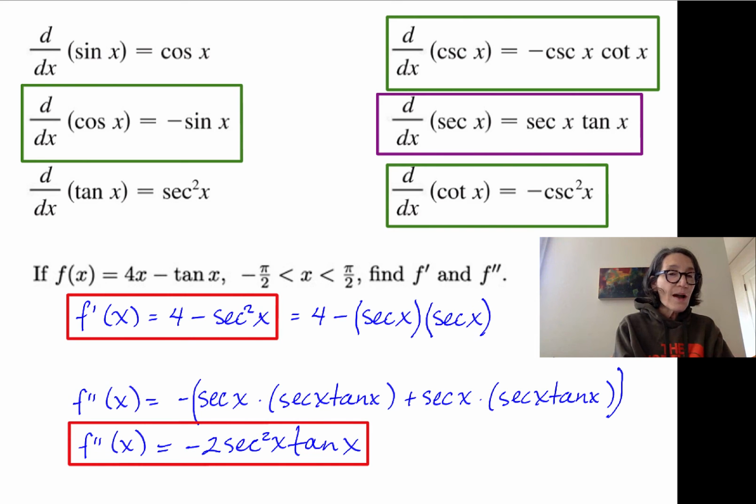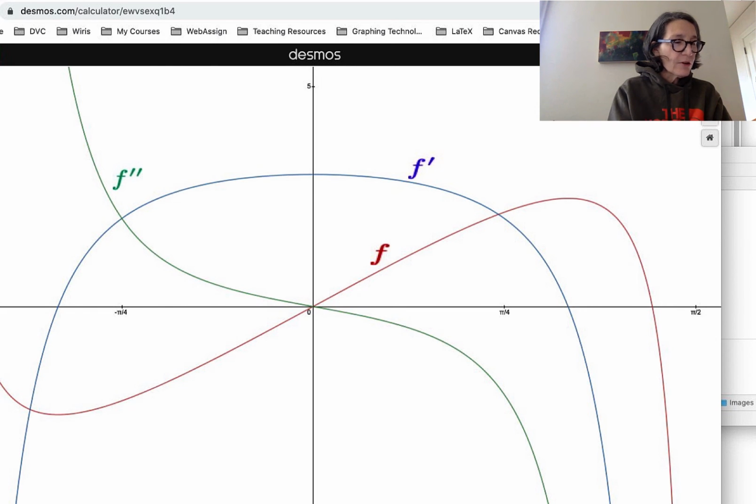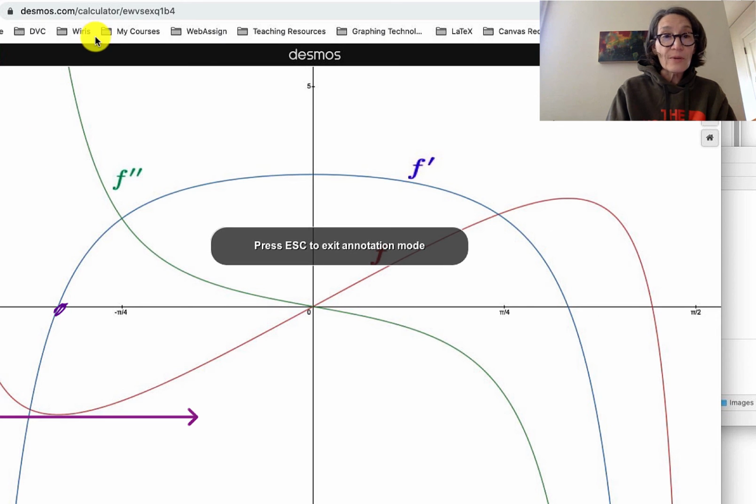So now let's see why these make sense. Let's look at their graphs. So checking out their graphs in Desmos, if we look at the red curve, that's the function f, we see that we have a horizontal tangent line over there, somewhere between negative pi over 2 and negative pi over 4. And we look at f prime, the derivative of f, and we see that f prime is 0 at that same point. And that makes sense because f has a horizontal tangent line. The slope of its tangent line is 0. So the derivative better be 0 there.